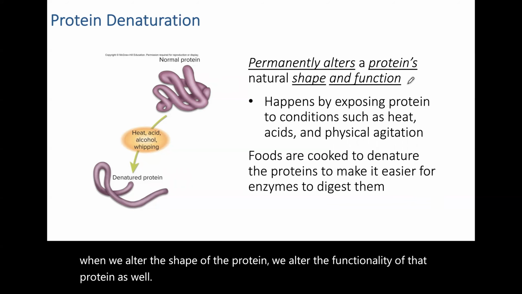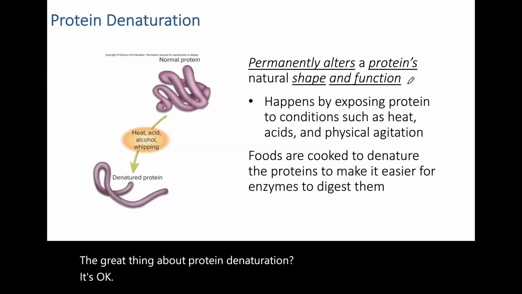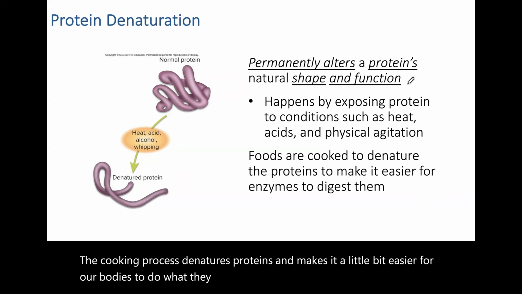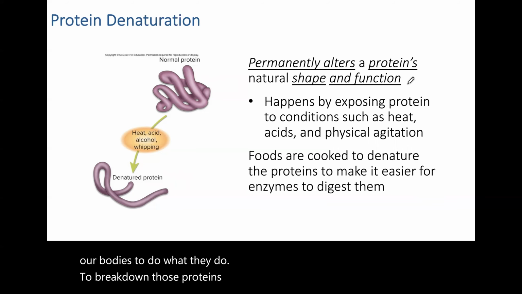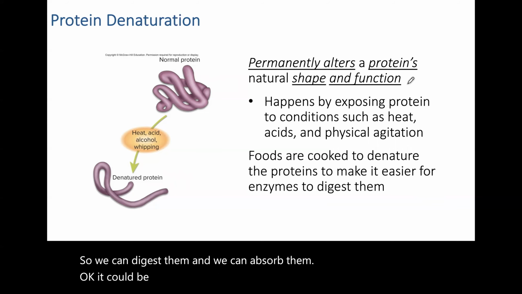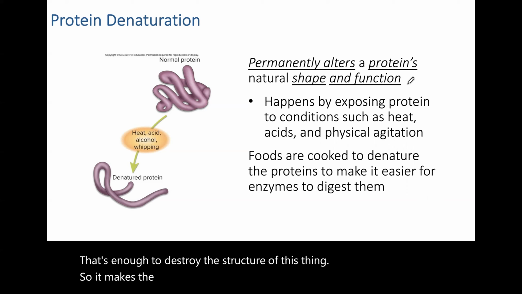The great thing about protein denaturation, it's okay. The cooking process actually denatures proteins and makes it a little bit easier for our bodies to do what they do, to break down those proteins to their individual amino acids. So we can digest them and we can absorb them. Okay? It can be heat. It can be alcohol. We can physically agitate or whip it up. That's enough to destroy the structure of this thing, so it makes the enzymatic activity mean something.